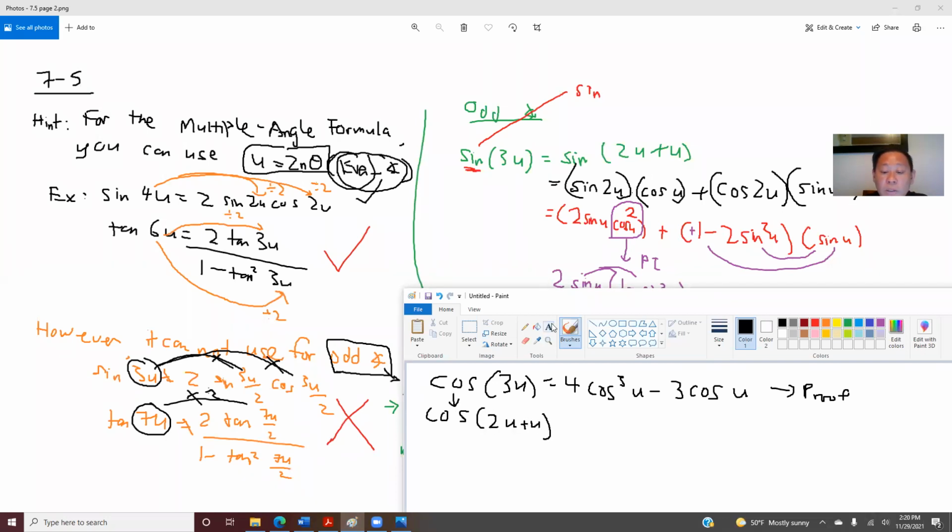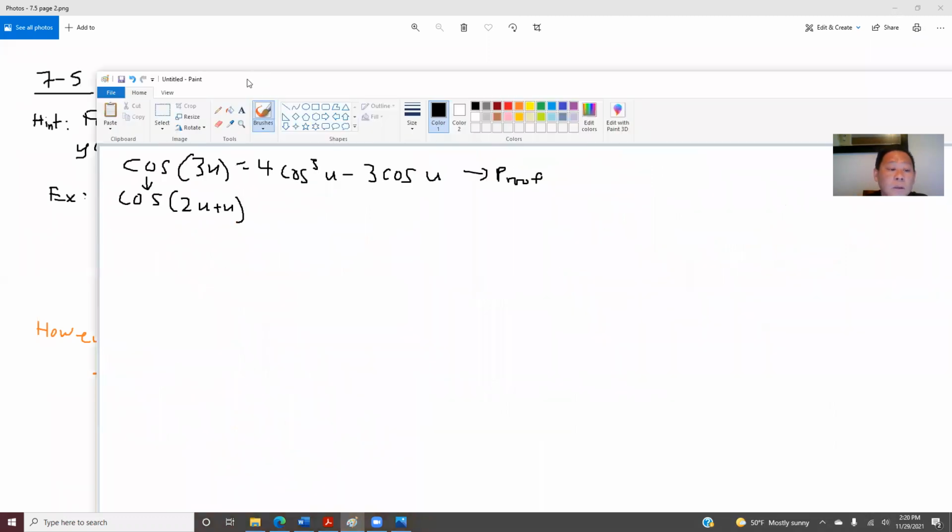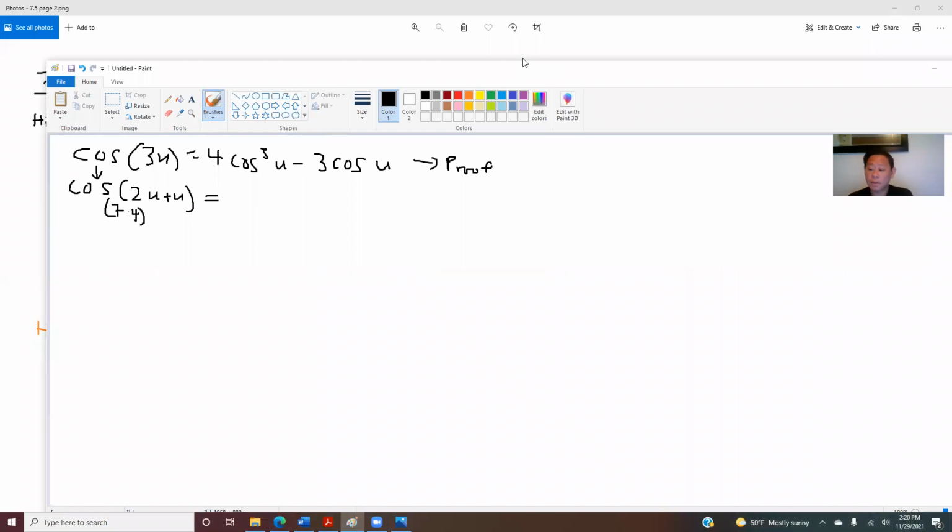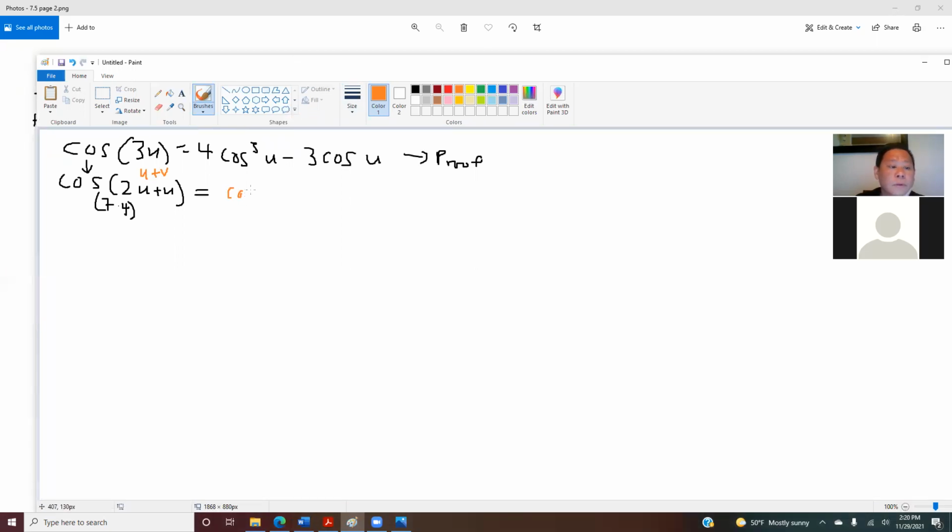Anyone know what is cosine 2u plus u using your 7.4? Henry, Kelvin, me, Ethan? What is cosine u plus v? Cosine u, cosine v. So in this case, it's cosine 2u times cosine u, because this is your u and v here, plus or minus?